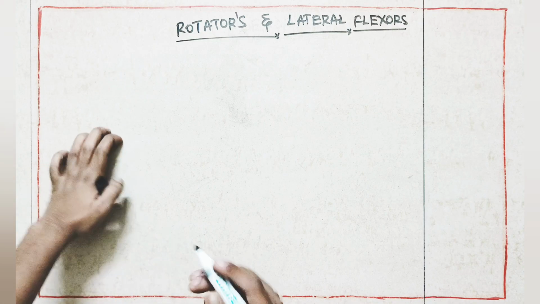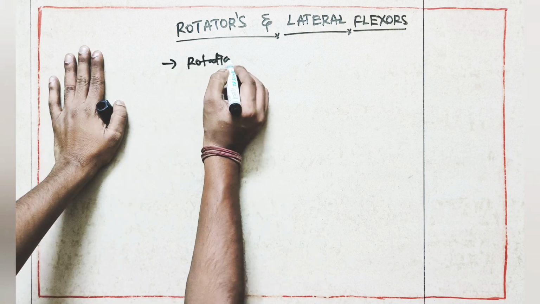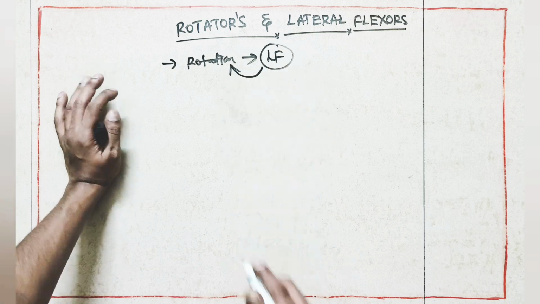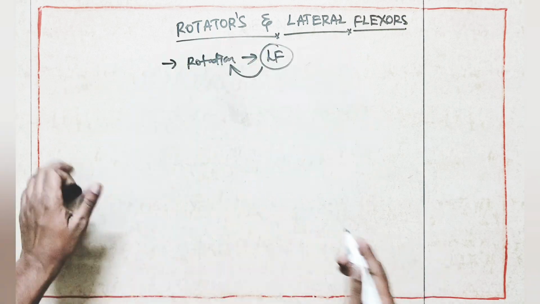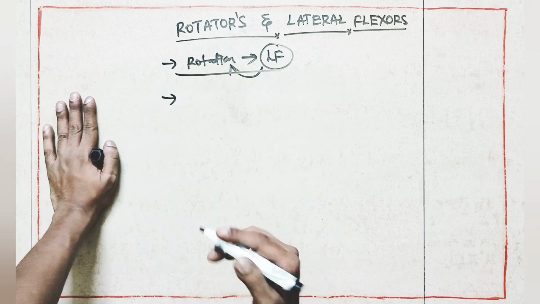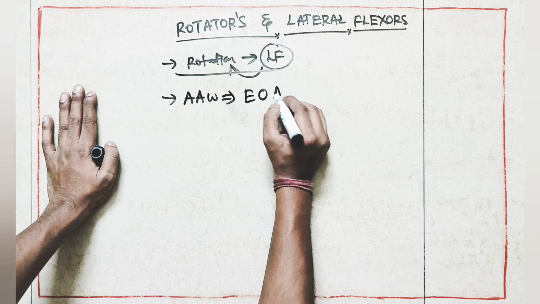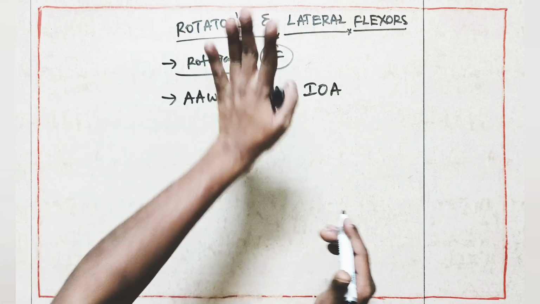Rotators and lateral flexors. Even though we are doing a rotation movement, there is always a mixture of lateral flexion. A kind of lateral flexion will always happen in the rotation. That's why in the vertebral column we always see lateral flexion and rotation together. So the muscles which provide rotation in the anterior abdominal wall are the external oblique aponeurosis and internal oblique aponeurosis. These two muscles are going to produce the rotation and lateral flexion.